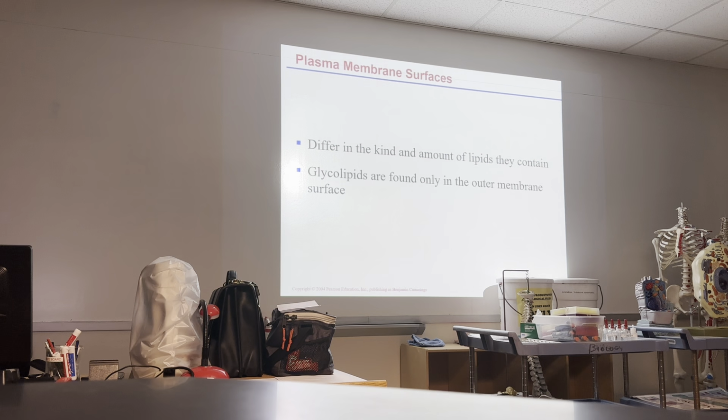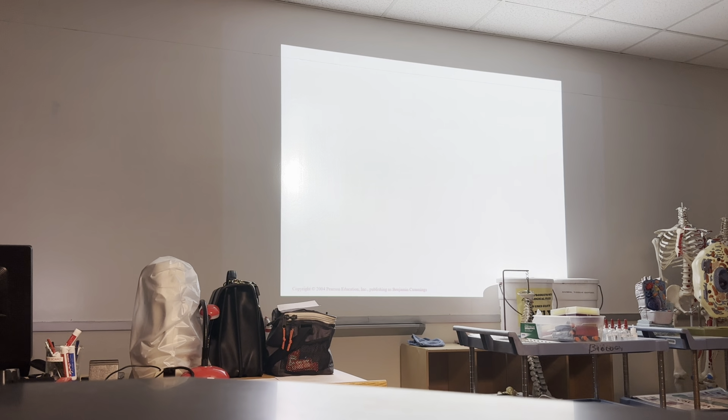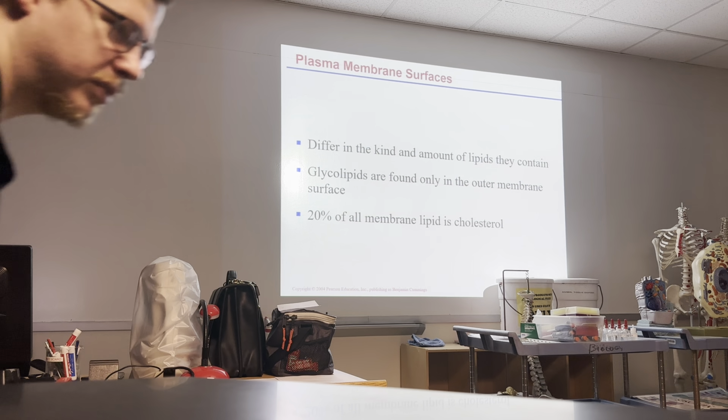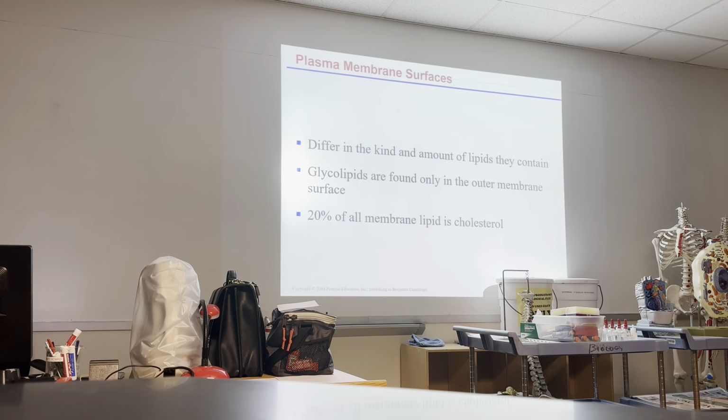And then plasma membrane surfaces. What do they have? Different kinds of lipids, because it's made of glycolipids, right? So glycolipids are found on the outer membrane surface. Make sure you remember that. Why are they on the outside? Part of the communication. The glycolipids do part of the communication process. And then 20% of the membrane lipid is cholesterol. We know that. That's the other component. And then you get the phospholipid itself.